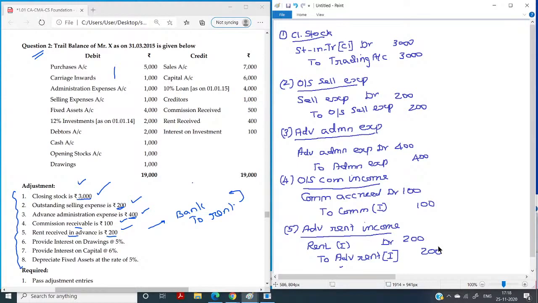Now the sixth one: provide interest on drawings.